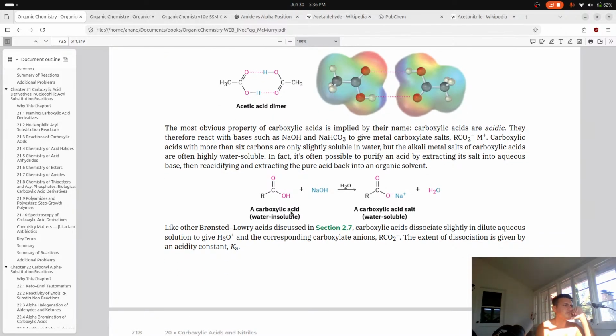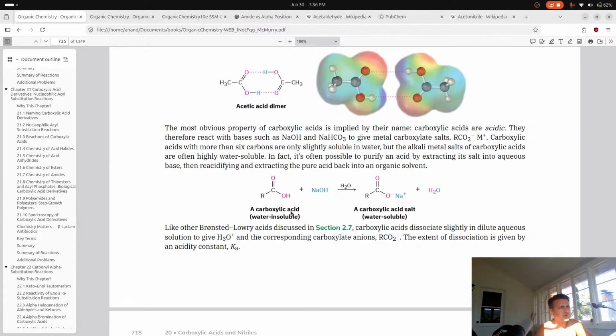The most obvious property of carboxylic acids is they're acidic. They therefore react with bases like sodium hydroxide and sodium bicarbonate to give metal carboxylate salts, RCO2 minus M plus. Carboxylic acids with more than 6 carbons are only slightly soluble in water. That makes sense. But alkali metal salts of carboxylic acids are often highly water soluble.